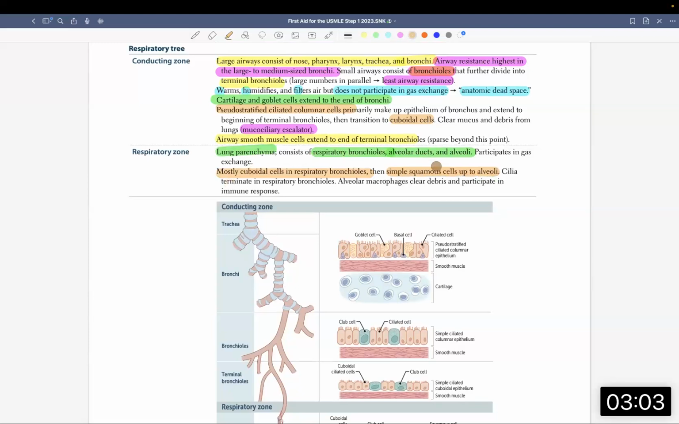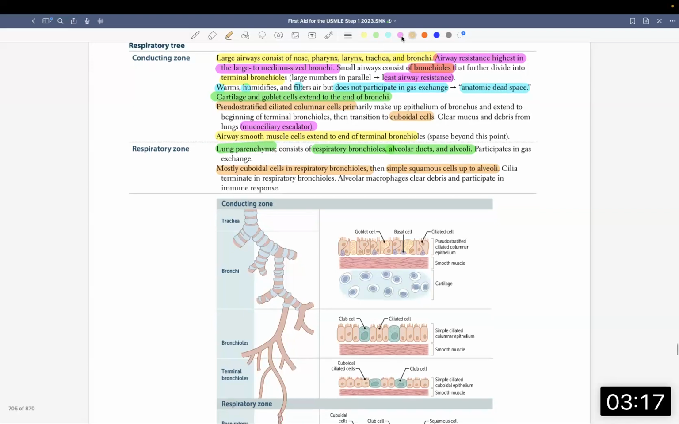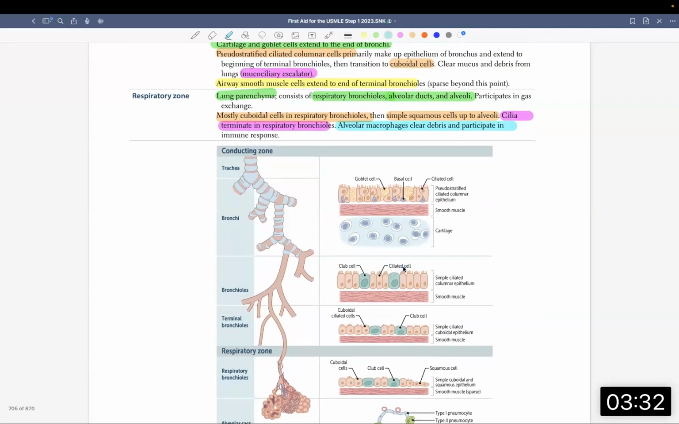So here it is pseudostratified ciliated columnar, then they transition to cuboidal. Cuboidal majority, then cuboidal becomes simple squamous cells up to the alveoli. Cilia terminate in the respiratory bronchioles. So this is important. Cilia terminate where? In the respiratory bronchioles. Alveolar macrophages clear the debris and participate in immune response beyond this point. Each thing is a question, and they usually ask in what levels. So we'll see from the image.